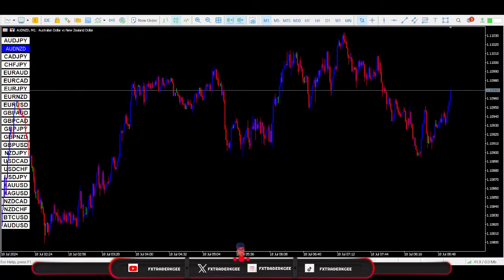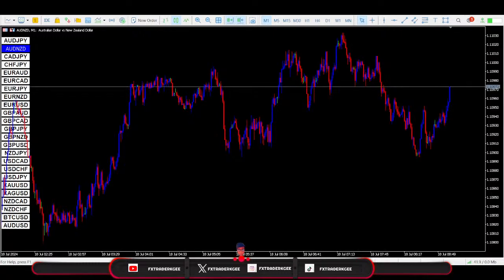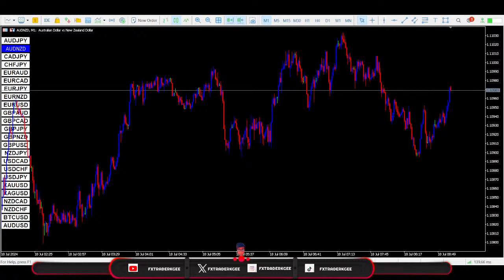I have AUD New Zealand to critically look into. I have GBP Australian dollar to also critically look into. And also the possibility for Euro Australian dollar too. Euro AUD.